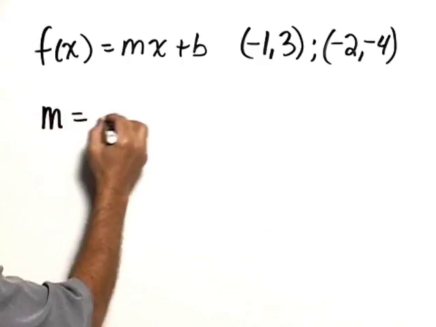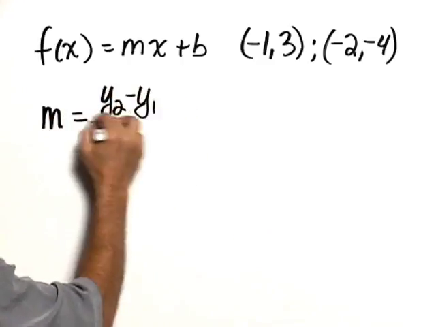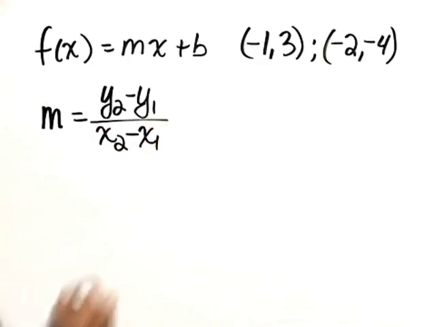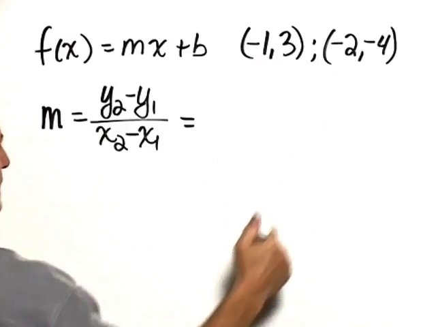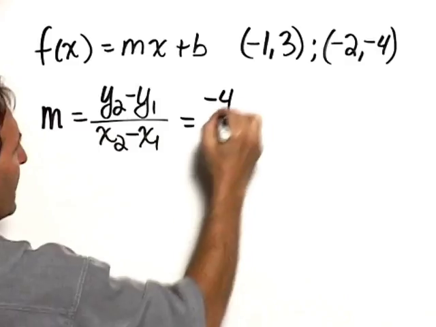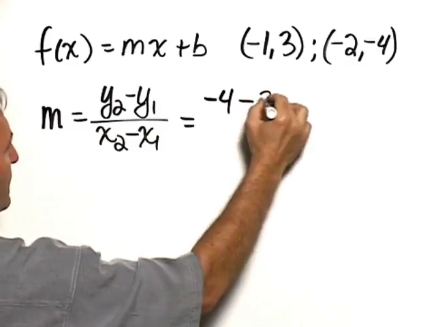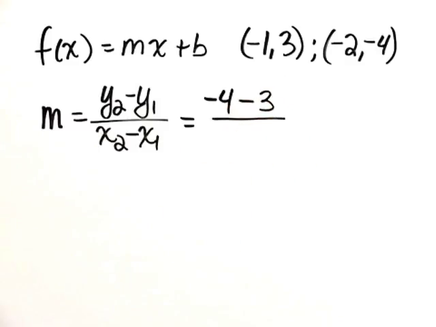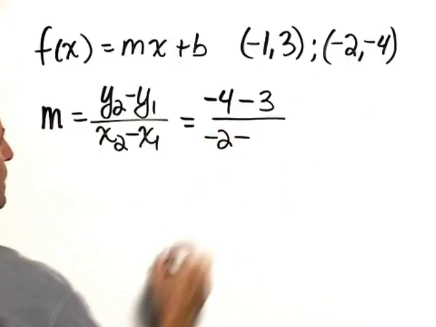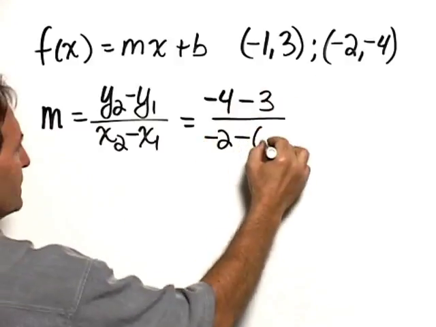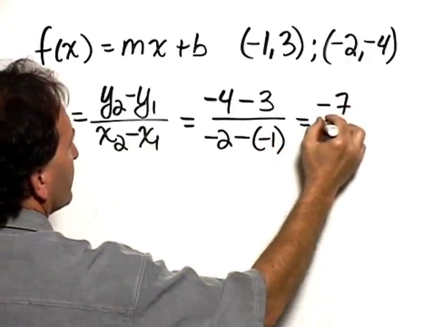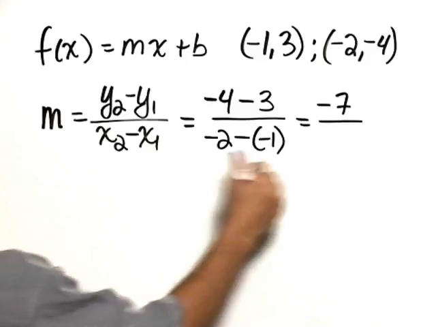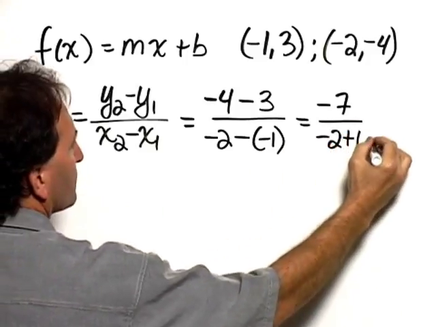So m is equal to y2 minus y1 divided by x2 minus x1. It's arbitrary how you decide, but let's take this as the first point. This is the second point. So y2 would be -4 minus y1, which is 3, divided by x2, which is -2, minus x1, which is -1. In the numerator, then, we have -7, and in the denominator, we have -2 plus 1.